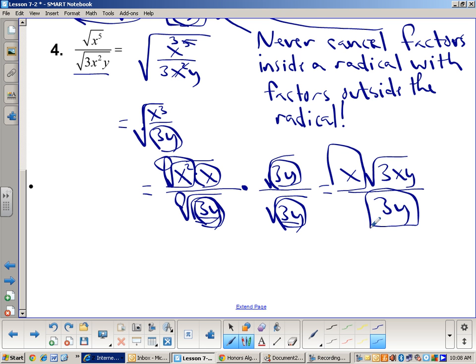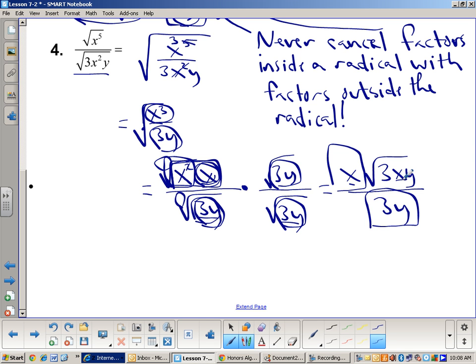How did that x get outside the radical? I had x cubed, which is x squared times x. And the square root of x squared became x. And then the square root of x that was left over is still inside.